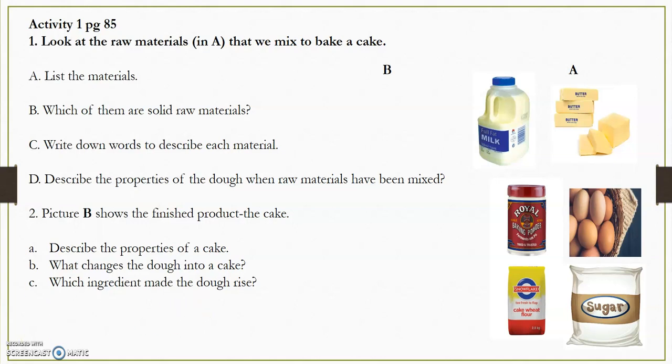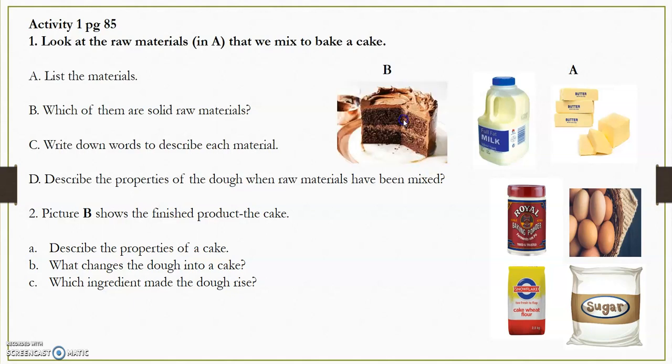The first question says, look at the raw materials in A. Okay, these are the raw materials in A that we mix to bake a cake. All right. And then the first part of the question says list the materials. So list all the raw materials that you need in order to bake this cake here. Here are the raw materials, you need to list those.